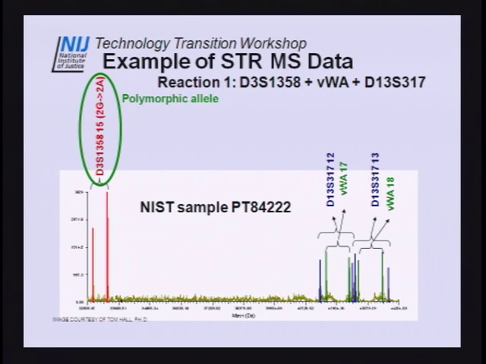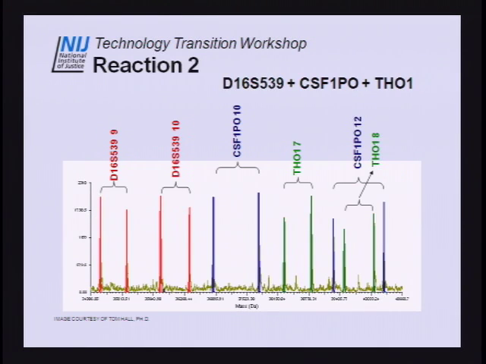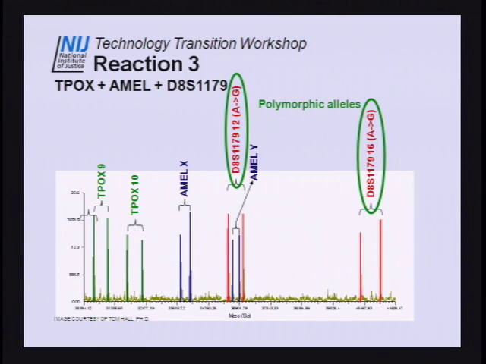This is an example of what the data look like for one sample, for each of the reactions of one sample. So here we see D3 has 2 GDA SNPs within allele 15. And that individual happens to be homozygous for that. They have 2 copies of that one. And then these are just standard alleles. And then here there's no polymorphisms in these 3, just a profile. Here again we see a 12 with an A to G and a 16 with an A to G. A to G is common in this particular locus.